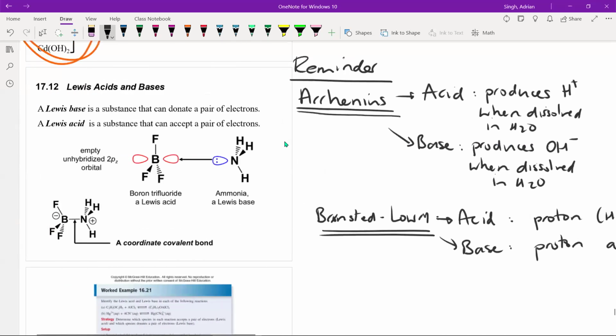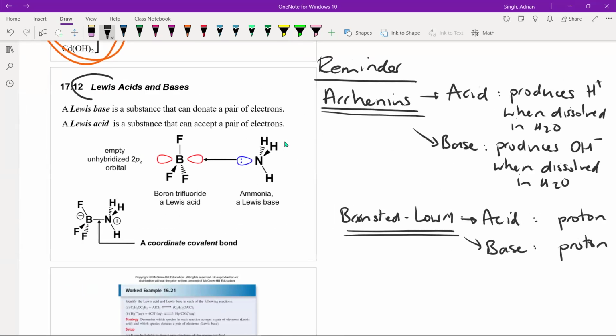So the third definition of acids and bases is a new one. It's called a Lewis acid and a Lewis base. And just like the first two, this is named after a person. Lewis was his last name. According to the Lewis acid-base theory, this has to do with pairs of electrons. So a Lewis base is a substance that donates pairs of electrons, whereas a Lewis acid is a substance that can accept a pair of electrons. In contrast to Bronsted-Lowry, where we looked at the ability of something to donate or accept protons, now we're looking at the ability of something to donate or accept pairs of electrons.